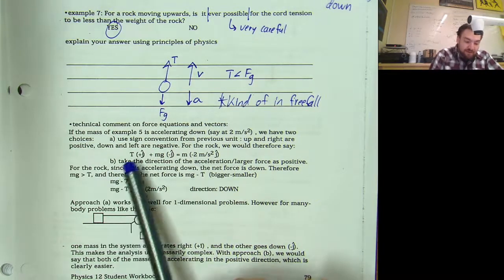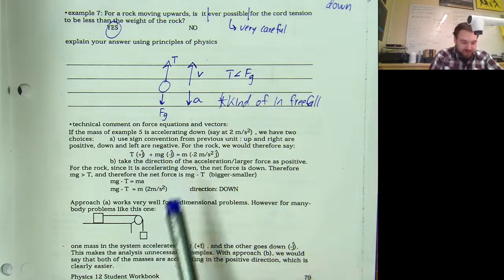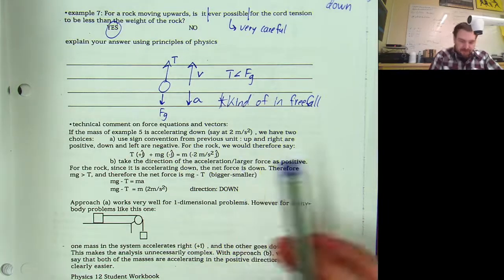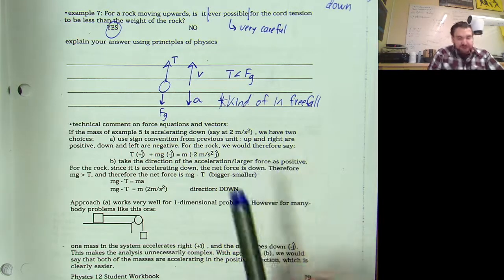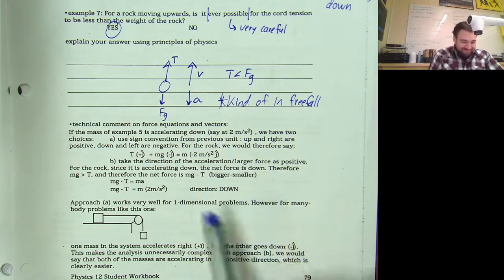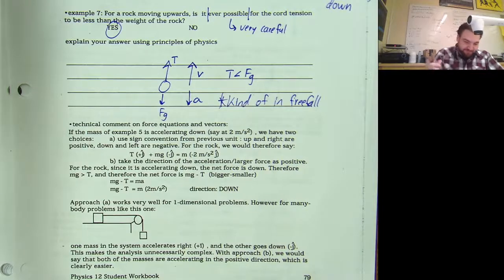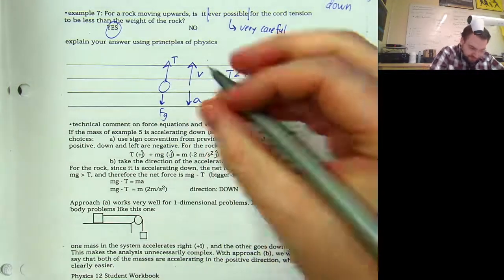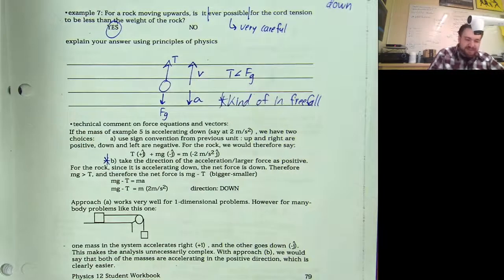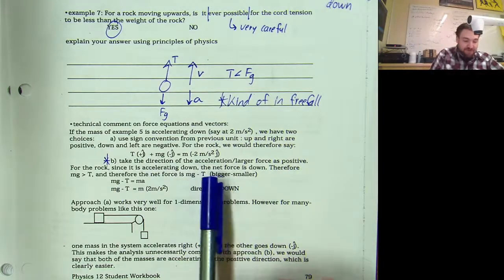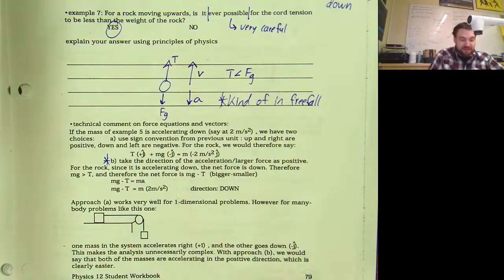Approach A, using i hats and j hats, works really, really well in one-dimensional problems. But as soon as you get to two-dimensional or even three-dimensional problems, it's not going to work very well. So what we're going to have to do is start deciding which way we want to call positive ourselves, instead of relying on the i hats and j hats when we start using multi-dimensional problems. Okay, flip the page.